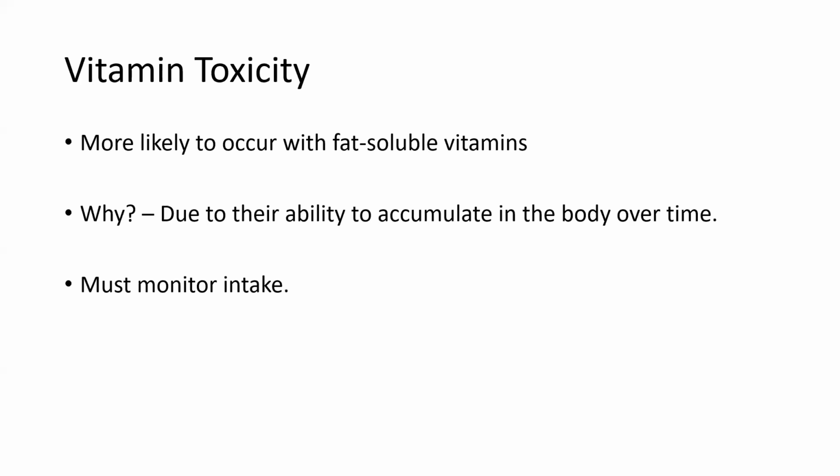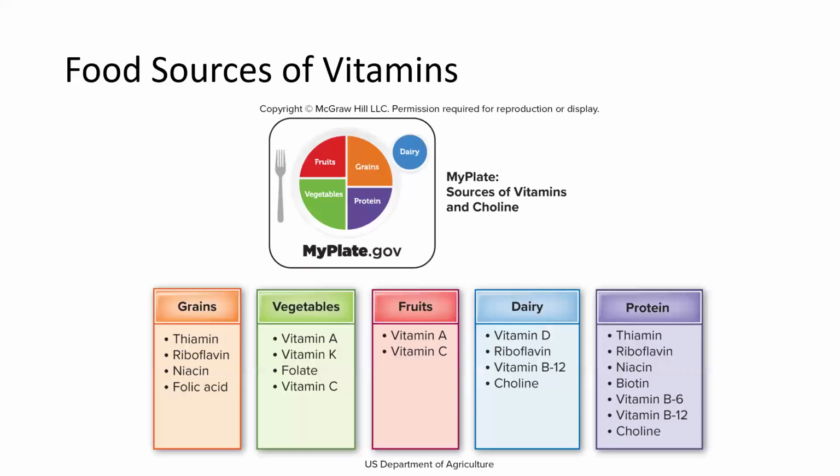Remember that toxicity is more likely to occur with those fat-soluble vitamins because they can accumulate in your body over time. And so it's essential to monitor your intake, particularly if you're taking supplements so that you avoid harmful levels. Now, where might you find these vitamins in various foods? And they're listed on the screen, but they're going to be various food sources. And that's why it's important to have a varied diet. So you can find vitamins in fruits, vegetables, meats, and dairy products. And so, again, a well-balanced diet will provide you with most of the vitamins that your body needs.